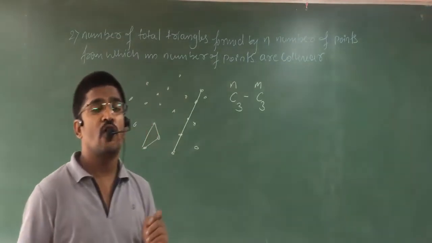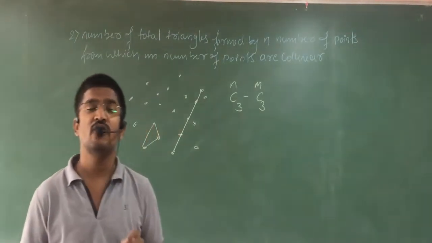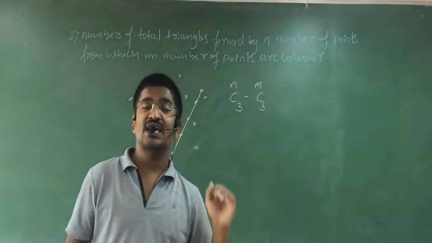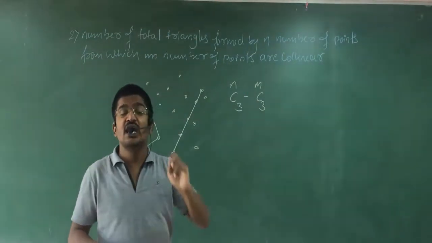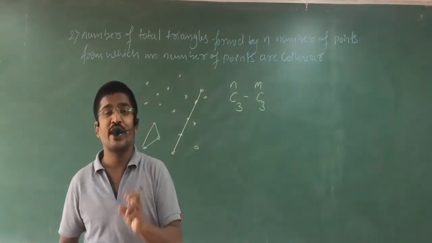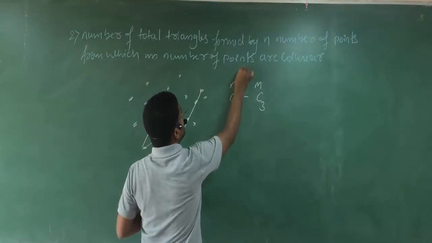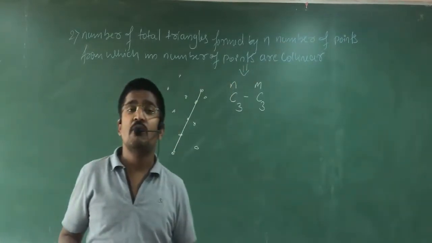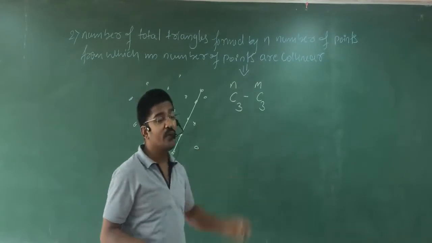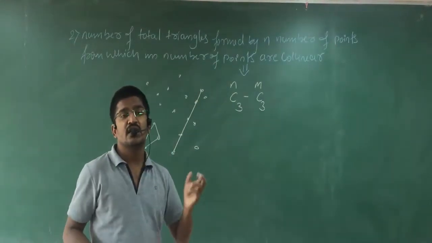Clear? From n points on the plane we can make NC3 triangles. If m points are collinear, then we can make NC3 minus MC3 triangles from n points where m points are collinear. Clear, students? So this implies NC3 minus MC3. This is also an important point, that is how many triangles you can make when m points are collinear, that is NC3 minus MC3. Okay?